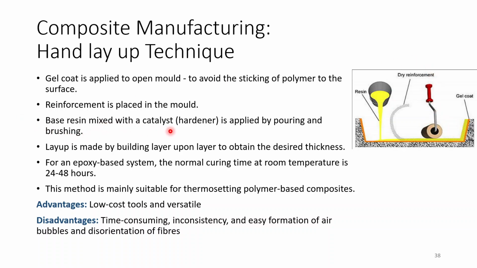The base resin mixed with a catalyst is applied by pouring and brushing. The layup is made by building layer upon layer to obtain the desired thickness. For an epoxy based system, the normal curing time at room temperature is 24 to 48 hours. This method is mainly suitable for thermosetting polymer based composites. Advantages include low cost tools and versatility. Disadvantages include being time consuming, inconsistency, and easy formation of air bubbles and disorientation of fibers.